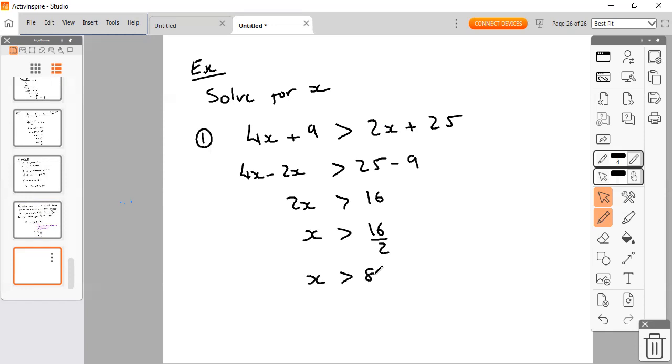For that inequality to work, any number greater than 8, so 9, 10, 11, 12, can be substituted in there, and that inequality will work. That's all that's telling us. Any number greater than 8 can be substituted in there and it would work out. That sign stays the same, all the way down.